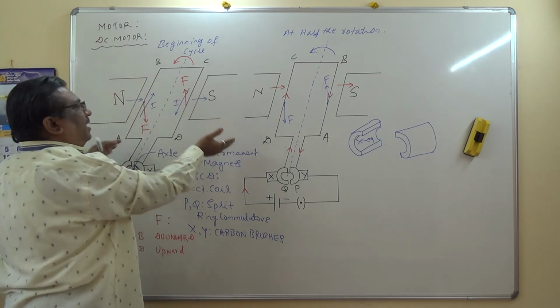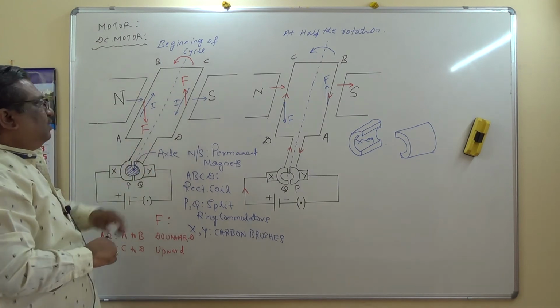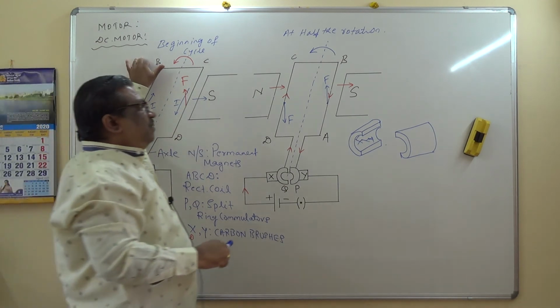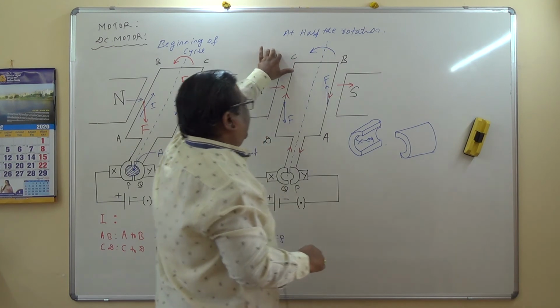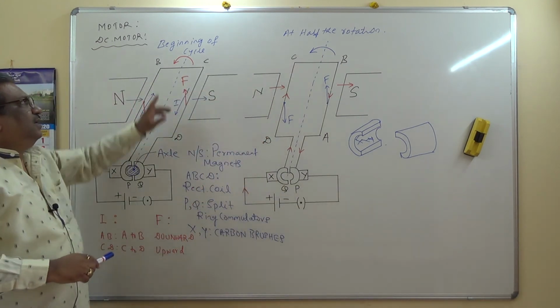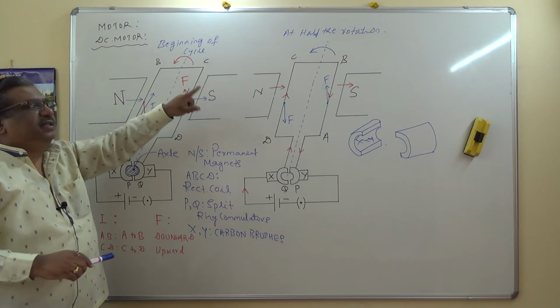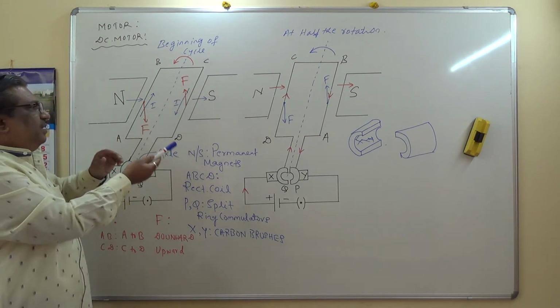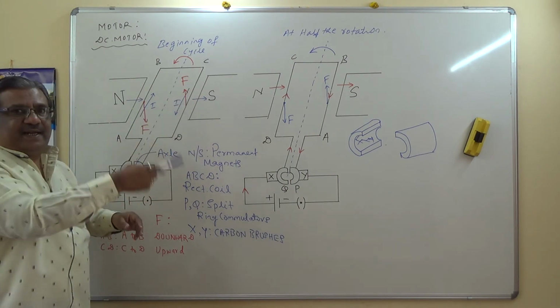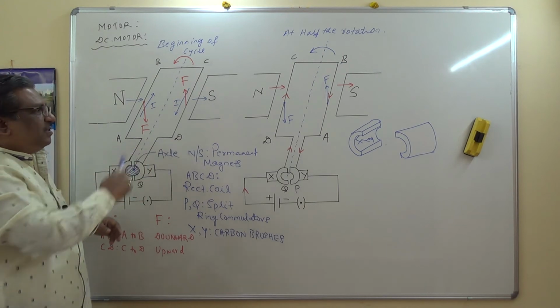Next half cycle, it achieves its original positions. So this is the first half cycle, which is called the beginning cycle, and this is the next half cycle. In both the cases, check the direction of rotation. It is in the same direction, and hence this starts rotating in anti-clockwise direction. You got it? In anti-clockwise direction.